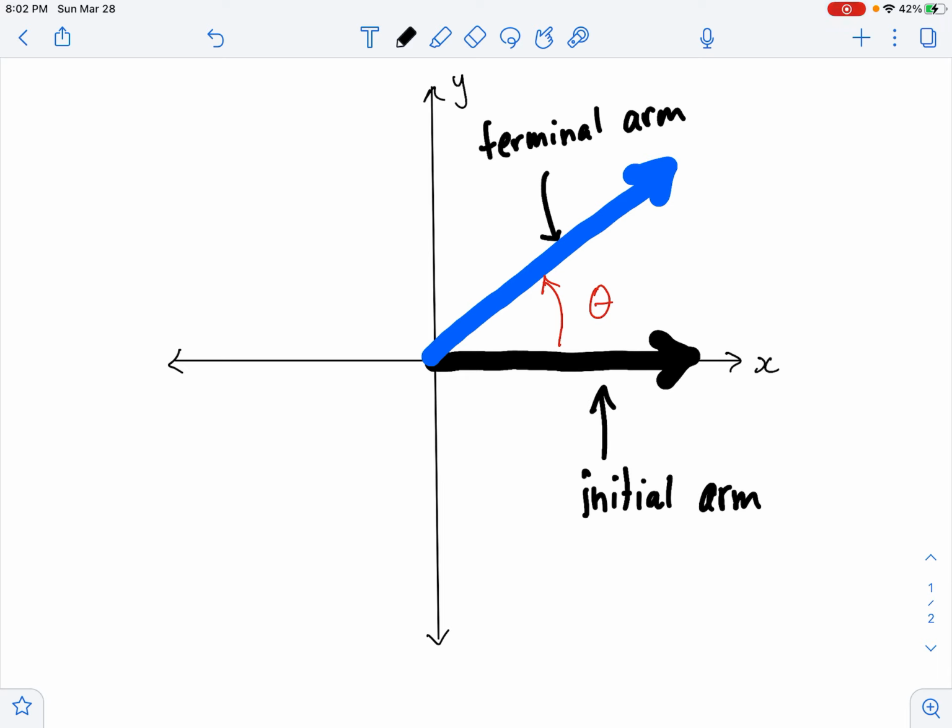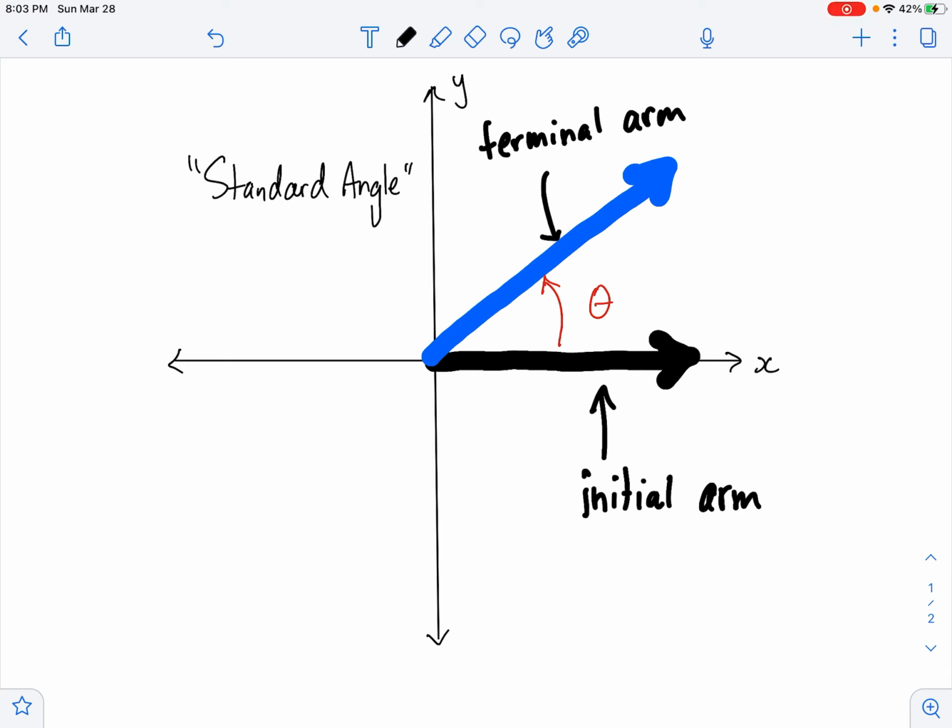Okay, so this guy, what I've just drawn, is referred to as being a standard angle, and it would be any angle, and it doesn't matter what size the angle is, but it's any angle where the vertex is at the origin and the initial arm is on the positive x axis.